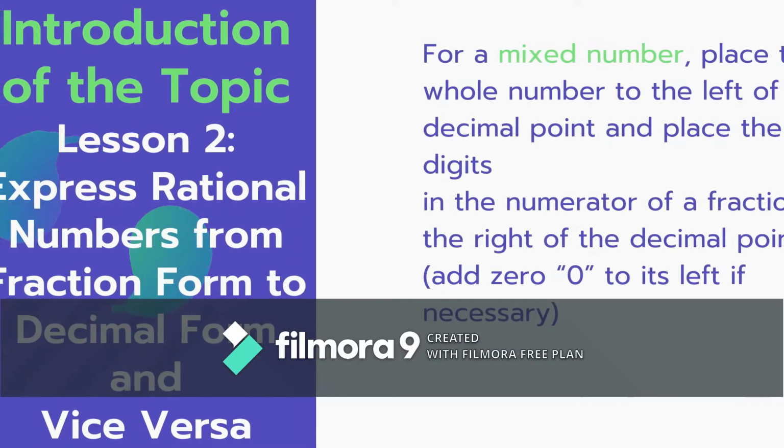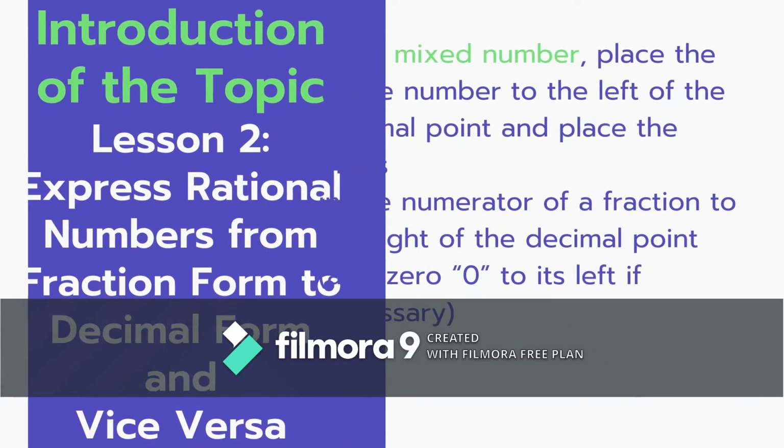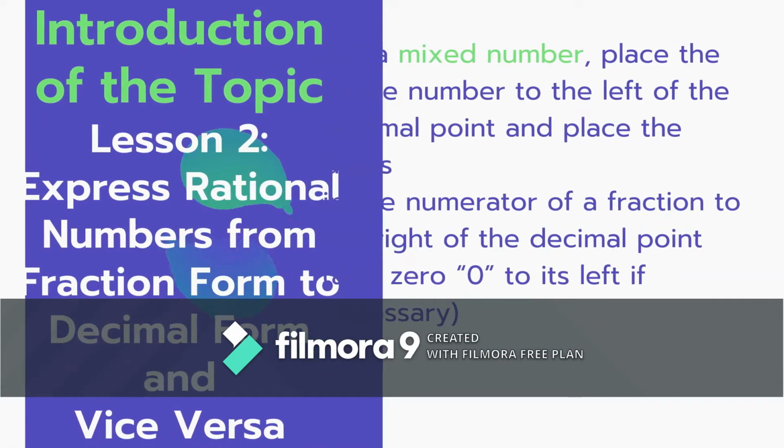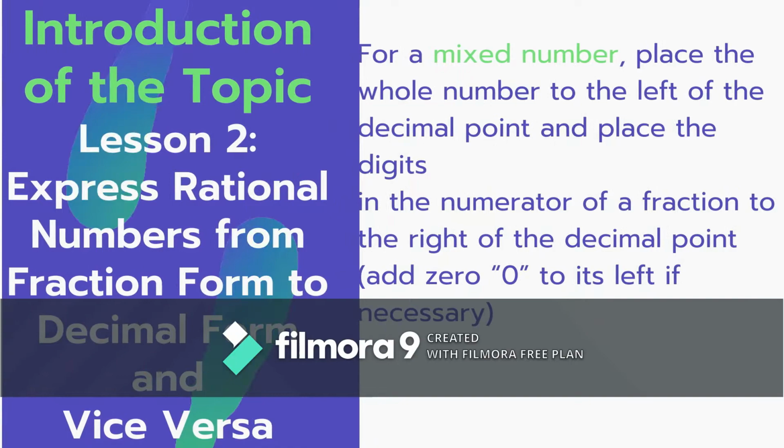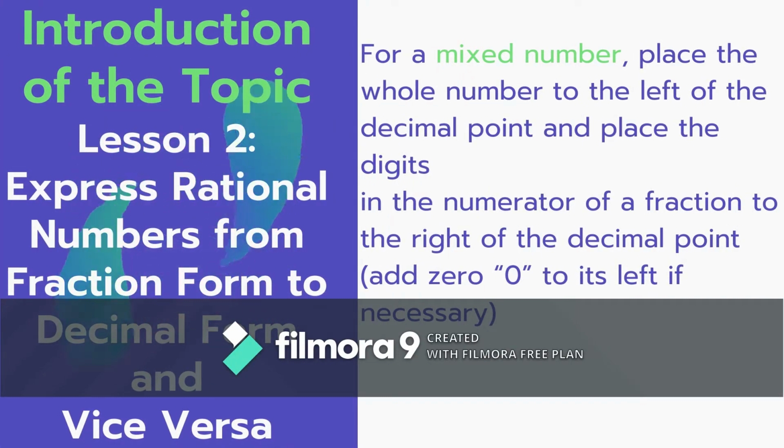For a mixed number, place the whole number to the left of the decimal point and place the digits in the numerator of a fraction to the right of the decimal point. Add 0 to its left if necessary.